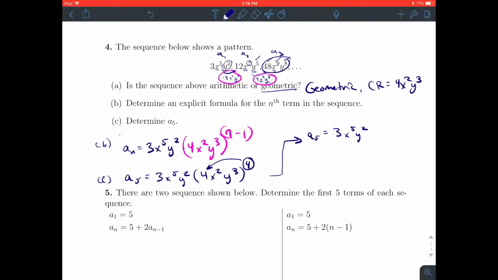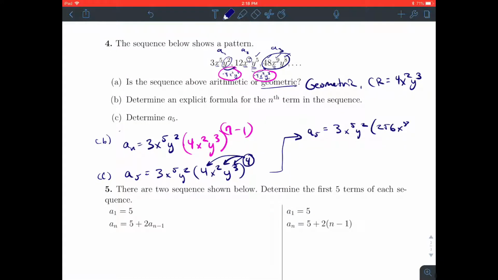Raising this to the 4th power, I get 4 to the 4th power, which is 256. X squared to the 4th power, which is x to the 8th. Y to the 3rd to the 4th power. Powers of powers multiply. That gives us y to the 12th. And here comes the really challenging one. I have to do 3 times 256. That is 768. X to the 5th times x to the 8th is x to the 13th. Y squared times y to the 12th is y to the 14th. So I think a to the 5th is 768, x to the 13th, y to the 14th.